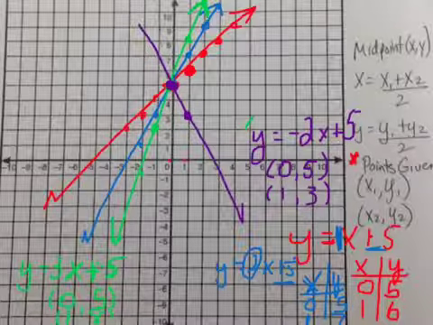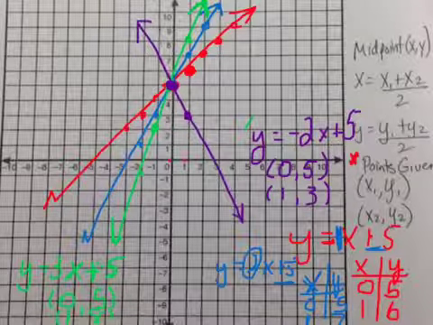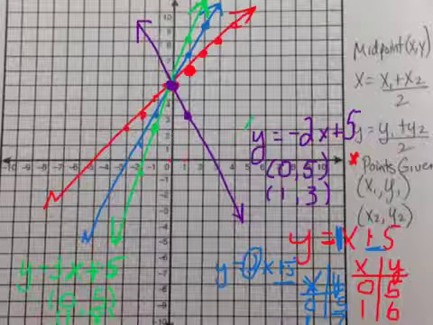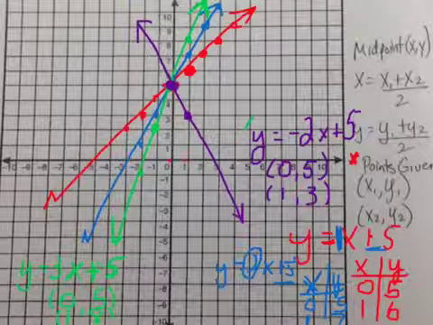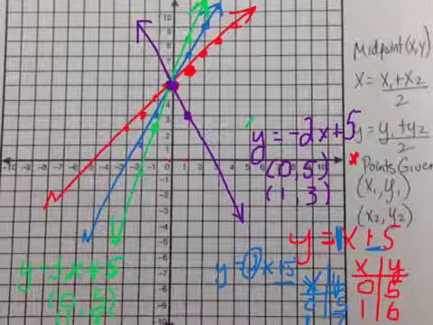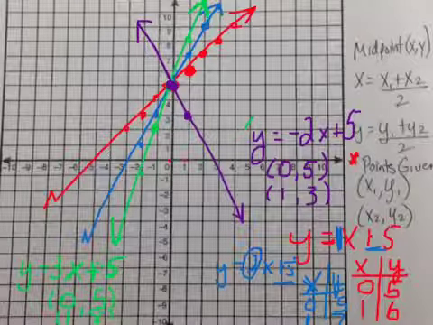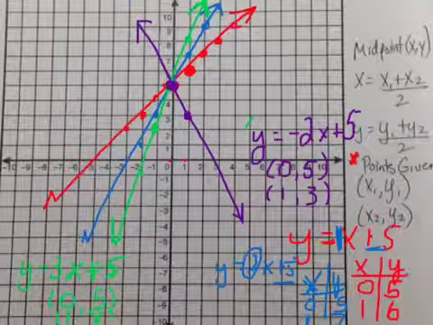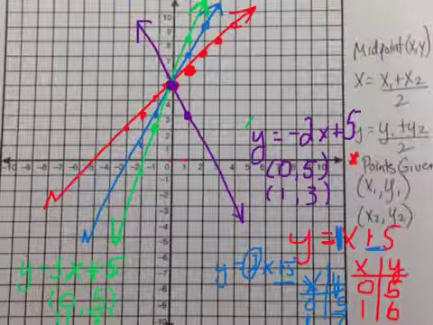You're doing this on your paper too. So do you see that putting the negative out front caused it to be falling from left to right? The others were rising from left to right. They were positive slopes. This has a negative slope. It means it falls from left to right.